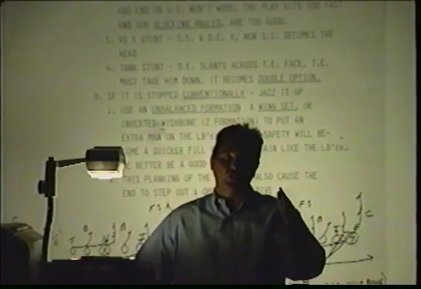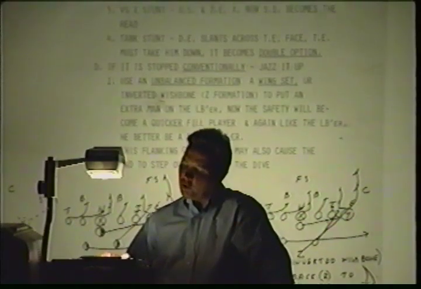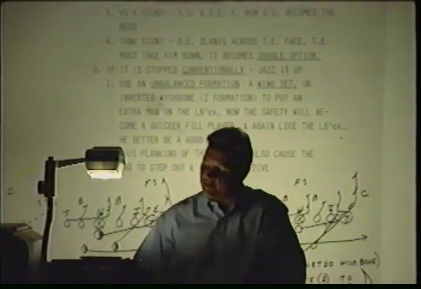Tight end just washes him down, dive back, running with his head up, sees the tight end washing the 9. He steps around, seals the linebacker, and it becomes a double option. That's no different for us than going against a split 4. Okay, now, if it is stopped conventionally, we jazz it up.